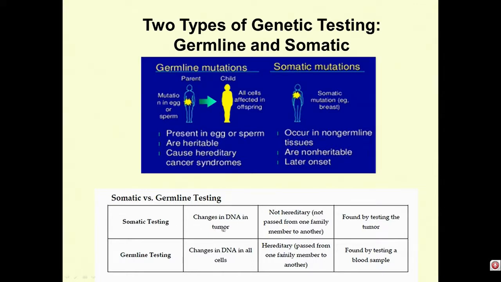Somatic testing, again, is looking for changes in DNA, such as in tumor DNA. These changes are not hereditary or passed on from one family member to another, and they can be found by testing the tumor, and we'll talk more about that towards the end of my talk today. Germline testing is looking for changes that are present in all cells of the body, including egg or sperm. These changes are hereditary and can be passed on from one family member to another. And we can actually find these changes by looking in a blood sample by testing the DNA in a white blood cell.